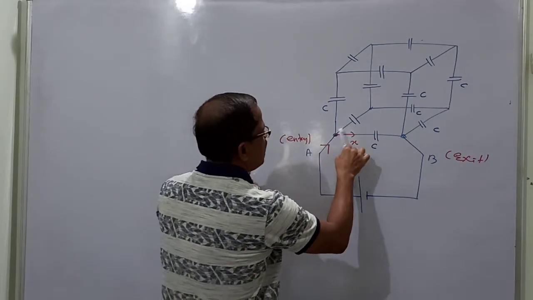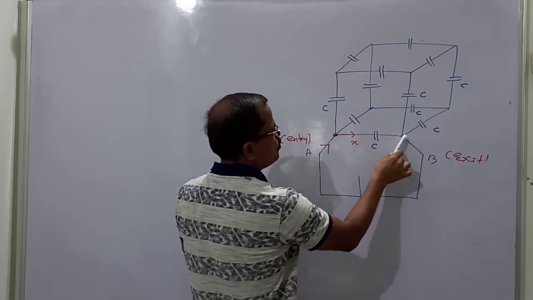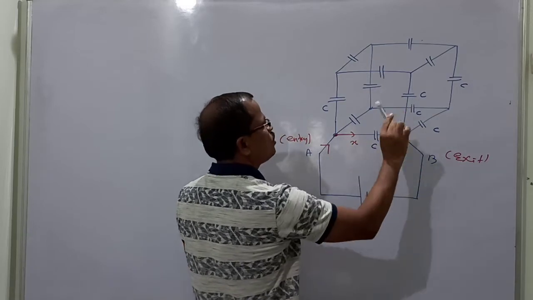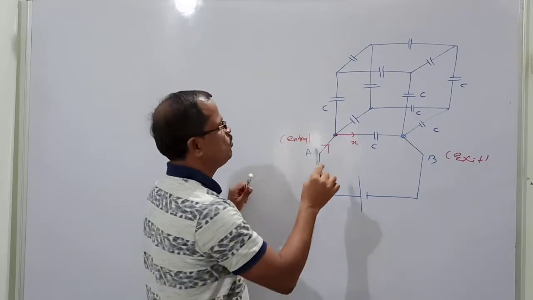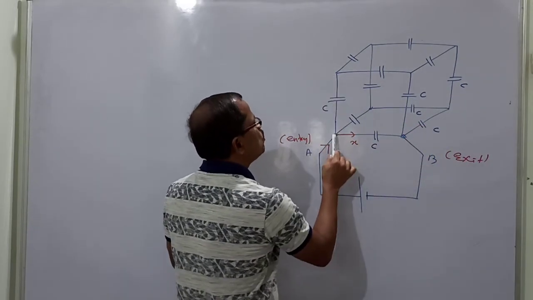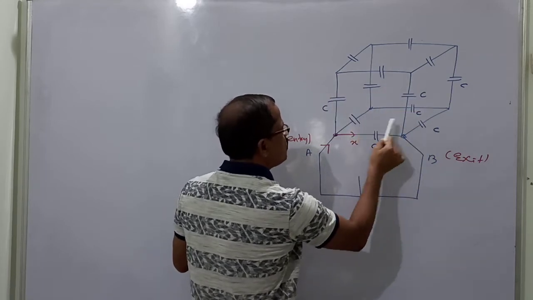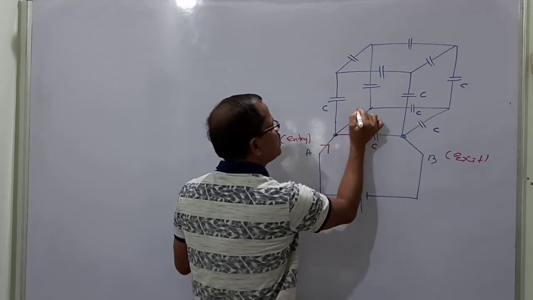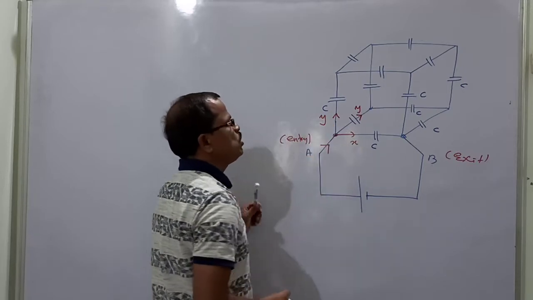So along this path, how many capacitors does it have to pass through to reach the point B? So 1, 2, 3 minimum. There is no other path where the number of capacitors is less than 3. Only 3 is minimum. If we go this way, the minimum is also 1, 2, 3. Since this path has a minimum of 3 and this path also has a minimum of 3, I can say along this line the charge will be Y, and along this line the charge is also Y.